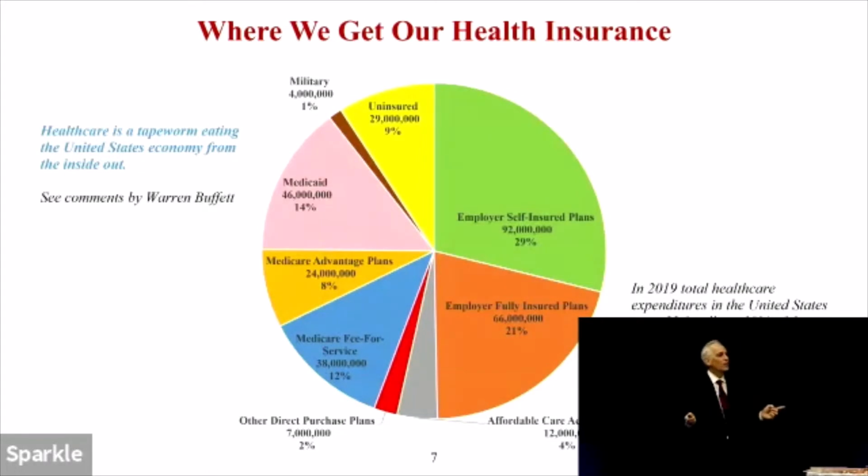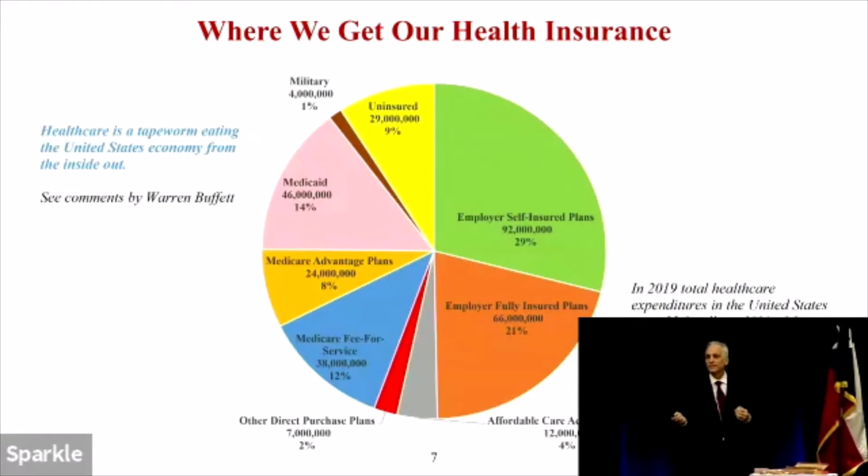So where do we all get our health insurance? About 160 million of us get it through an employer, 90 million through employer self-insured plans, 70 million through employer fully insured plans. We'll talk about the difference between the two here in a second. 60 million folks get their health insurance through Medicare, either traditional fee-for-service Medicare or Medicare Advantage plans. 12 million folks get their health insurance through the Affordable Care Act marketplace. And even though we've had the Affordable Care Act now for a decade, there are still 29 million folks that don't have any health insurance at all.